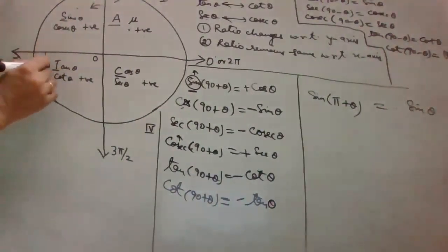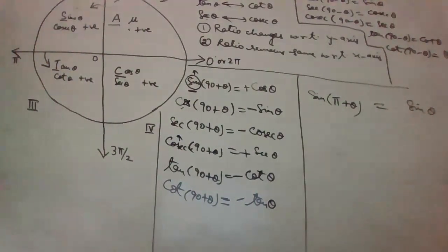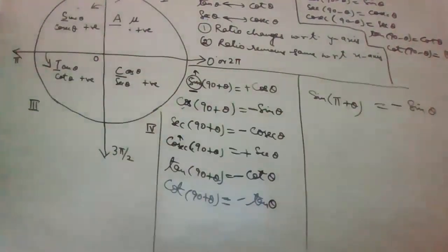Pi plus means we are coming to which quadrant? We are coming to the third quadrant. We always take theta as an acute angle. So we are coming to the third quadrant, and in the third quadrant sin theta is negative. So it will be with the negative sign.